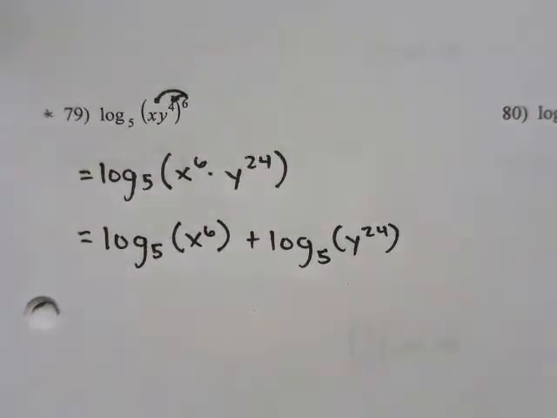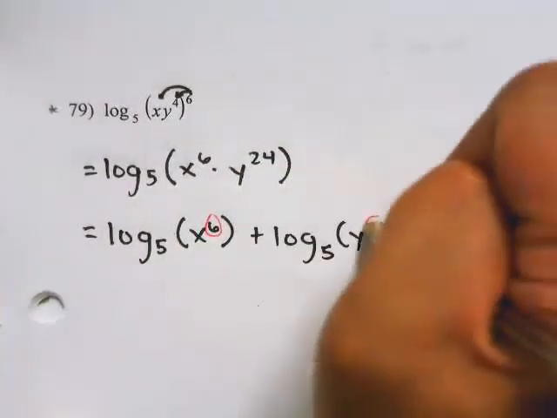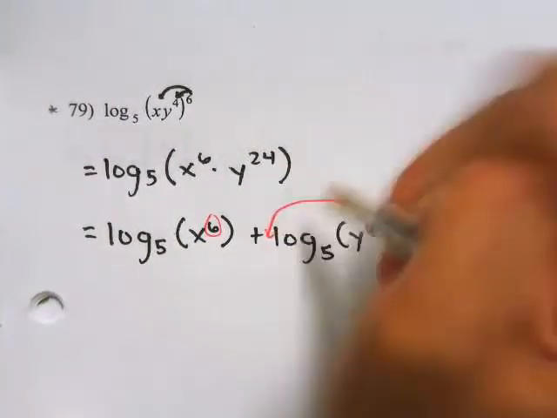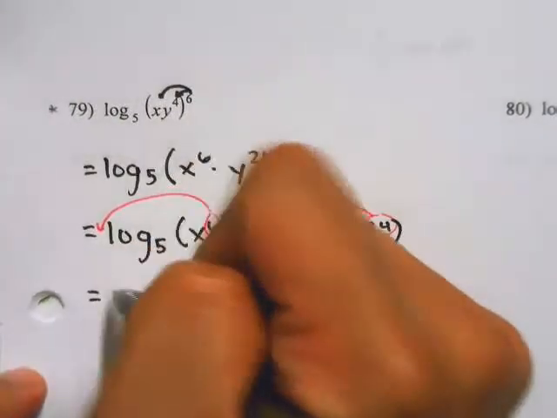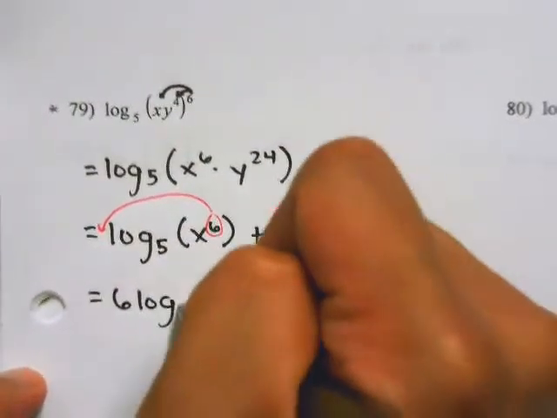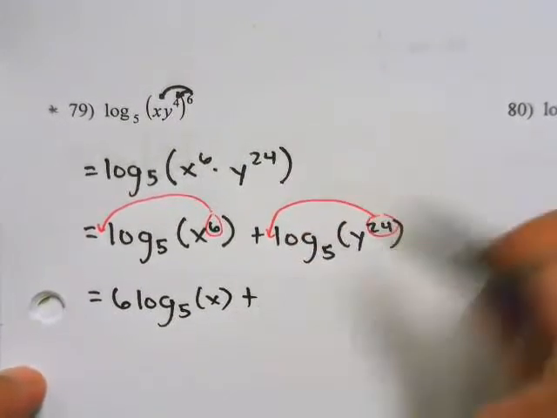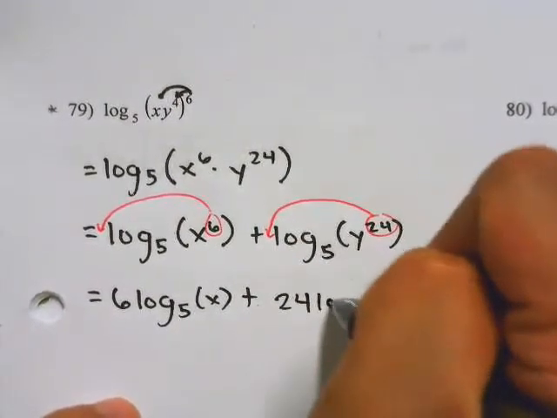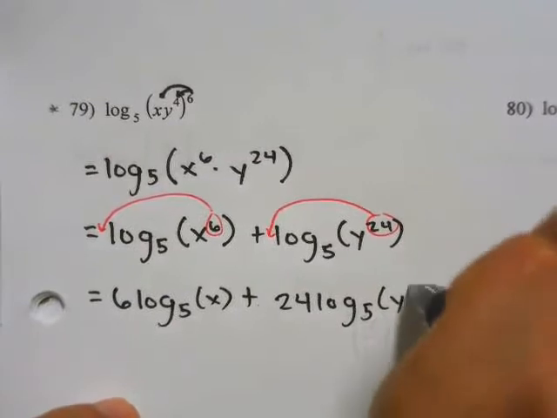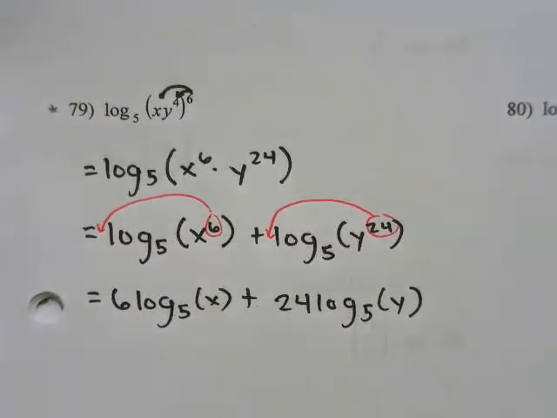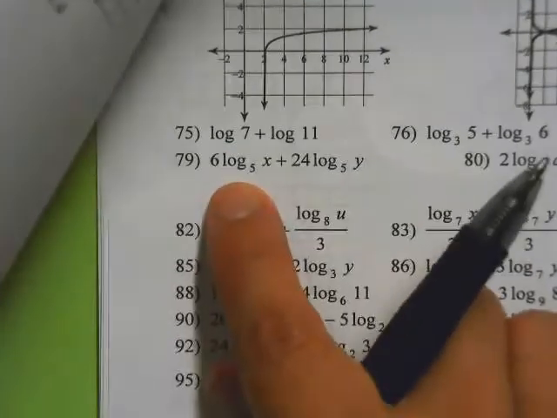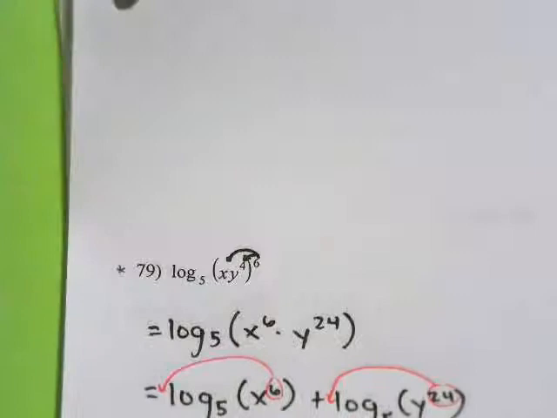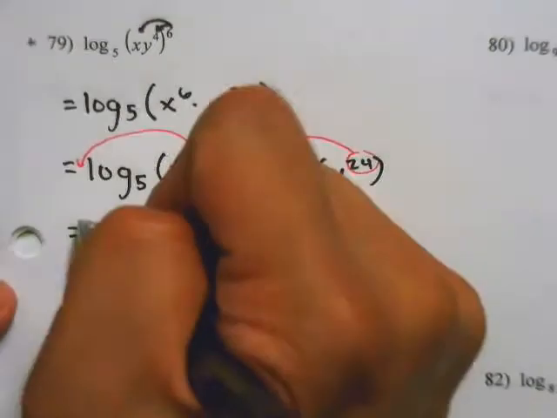Last but not least, what you can also do is take these exponents and put them up front. Okay. So your final answer is going to be 6 log base 5 of x plus 24 log base 5 of y. Let's just check our answers. Sometimes, when you haven't done this in a long time, it takes a moment. 79, 6 log. Yeah, that looks all right.